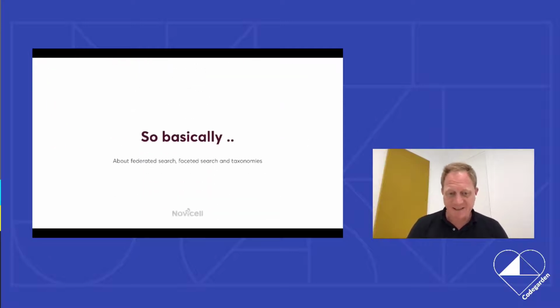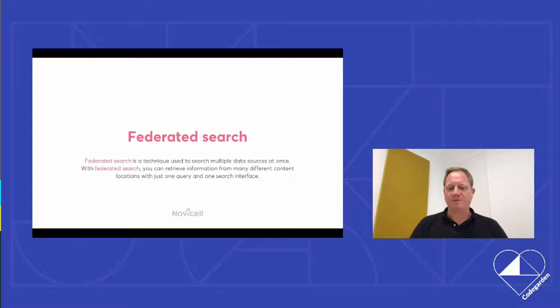So this is basically about federated search, faceted search, and taxonomies. There are a couple of technical terms here, so just to make sure that everybody is on board with what we're talking about, I'm going to break them down in a little detail. Federated search is a technique used to search multiple data sources at once. With a federated search, we can retrieve information from many locations with a single query and a single search interface. This is relevant when we want to bring all of that juicy content into a single location.